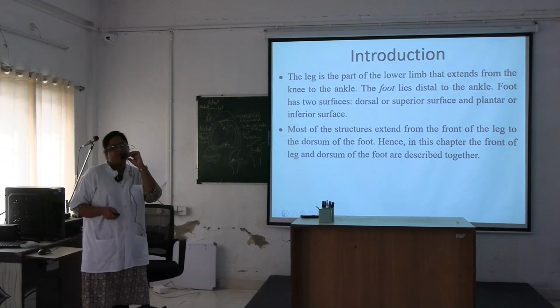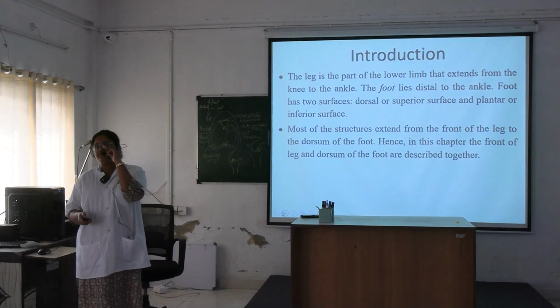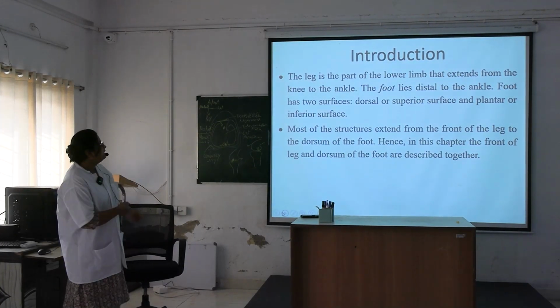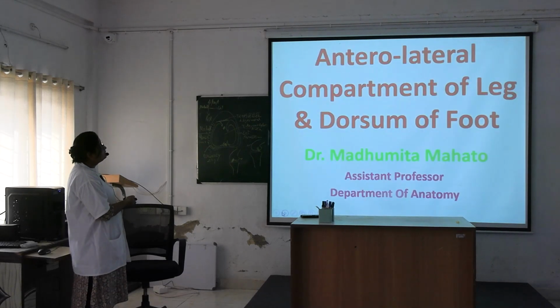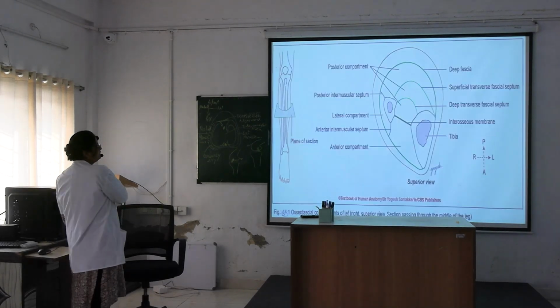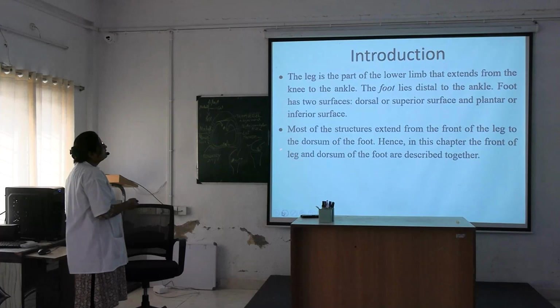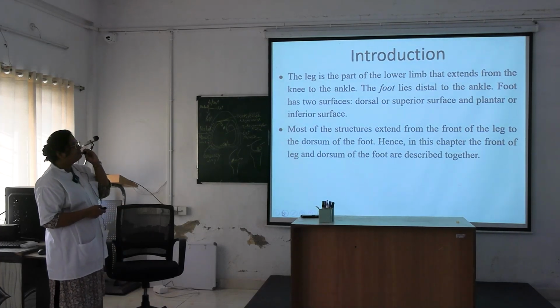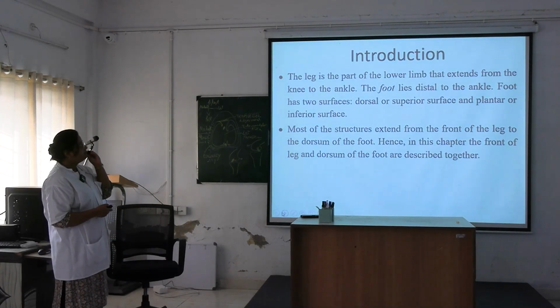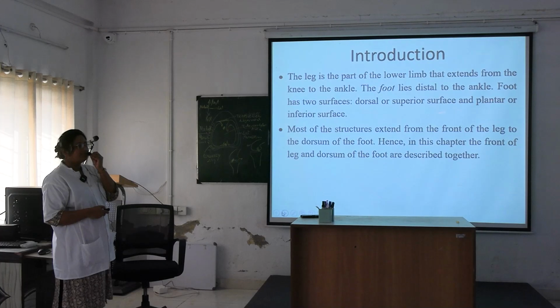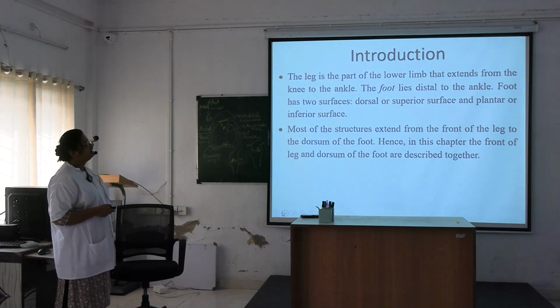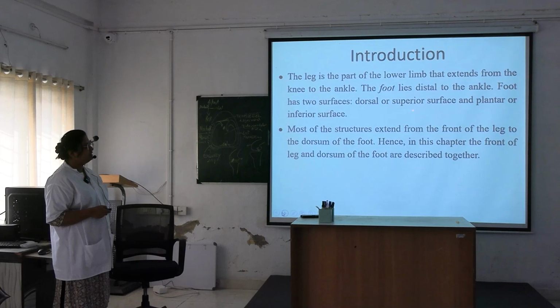Okay, so today we will discuss anterolateral compartment of leg and dorsum of the foot. So leg is the part of lower limb that extends from the knee to the ankle, and the foot lies distal to the ankle. Foot has two surfaces, dorsal or superior surface.